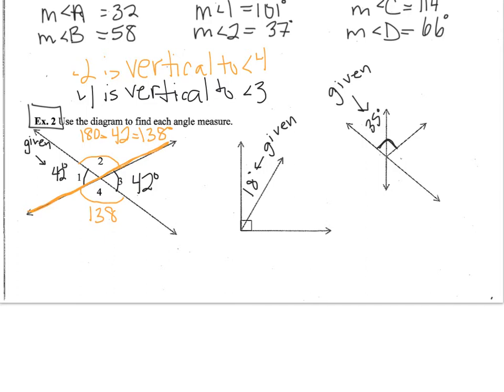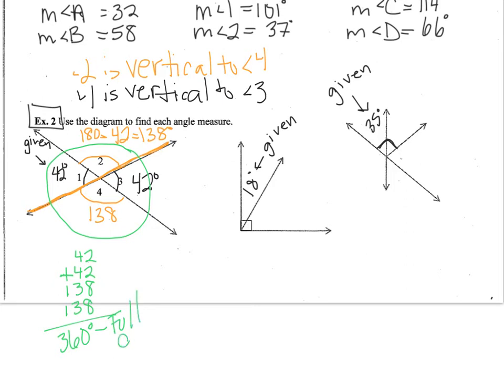All right, to kind of check my answer, if I took 42 plus 42 plus 138 plus 138. So if I add up all 4 angles, what do you think it would add up to? Because I just made a circle. So if I add these all up, it equals 360 degrees because it went full circle, which is a cool way to check our answers.